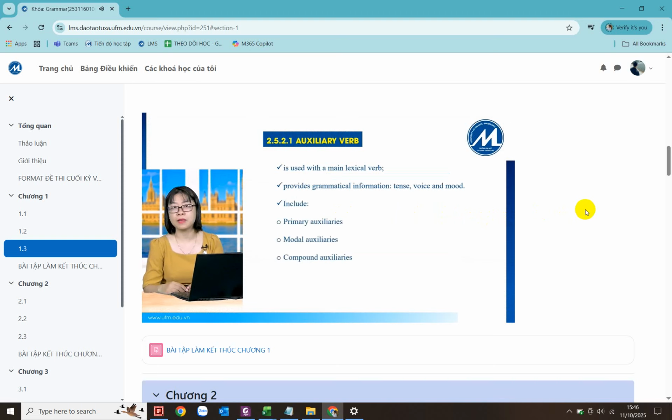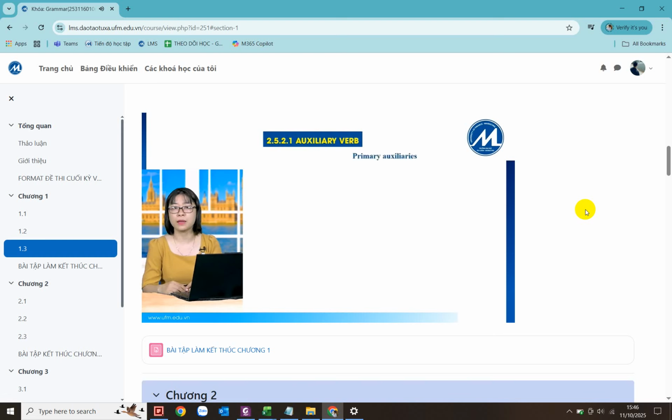Auxiliary verbs include three subtypes: primary auxiliary, modal auxiliary, and compound auxiliary. They will be explained in detail now. First, primary auxiliaries are words like be, do or does, have or has. Be is used in the continuous tenses and in the passive voice.